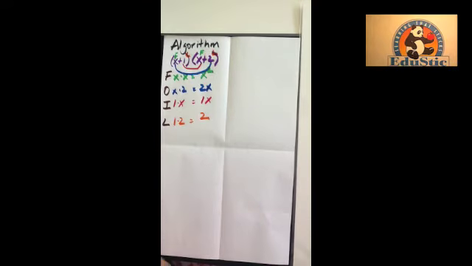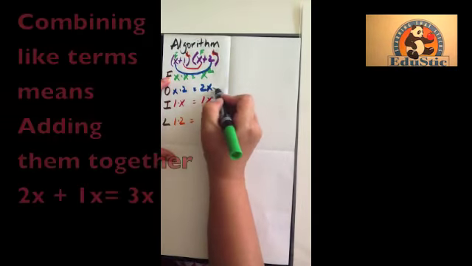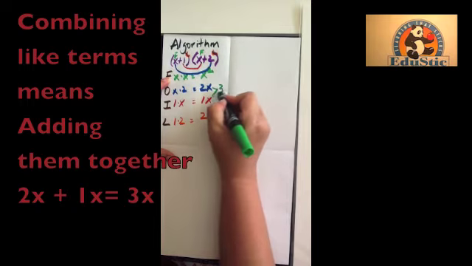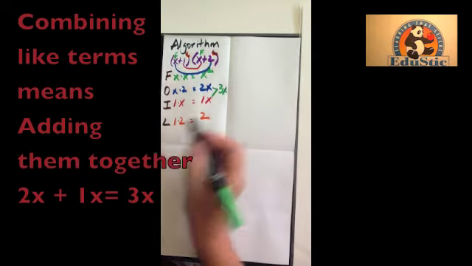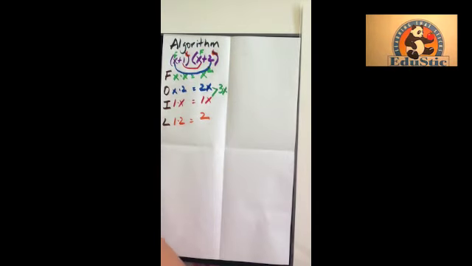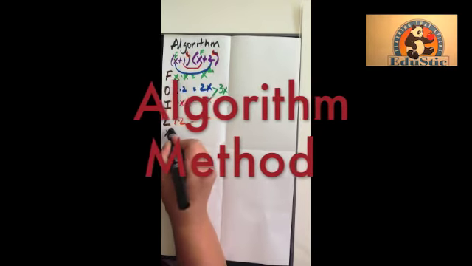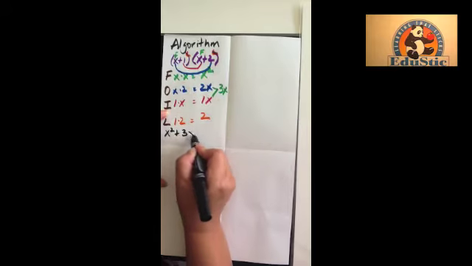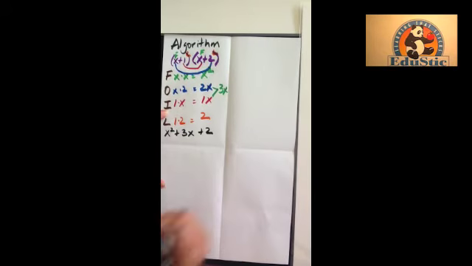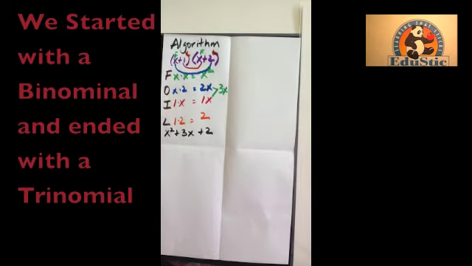I'm going to combine like terms. I notice 1x and 2x are alike, so I can combine it and simplify it to be 3x. My final answer for the entire problem is going to be x squared plus 3x plus 2. From a binomial times a binomial to a trinomial, and you've got something different than what you started with.